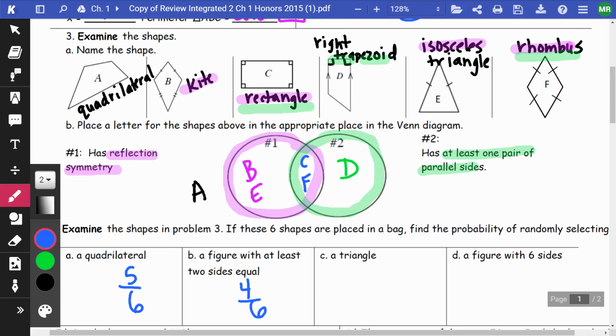A triangle, so let's see, triangle, we have 1. So that's going to be 1 out of 6. And a figure with 6 sides. None of these have 6 sides. So that is going to be 0 out of 6 or 0.